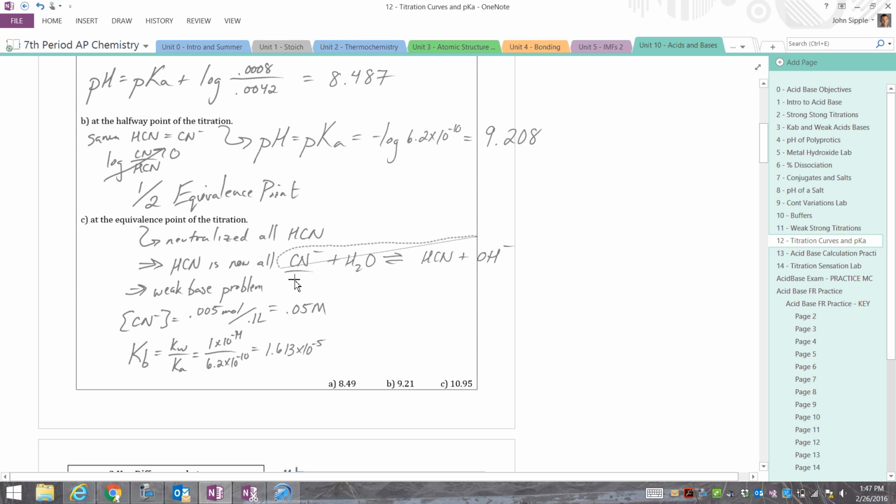All right, so I'm going to move this over just a hair so I have enough space, because we just have to run our weak base problem here.